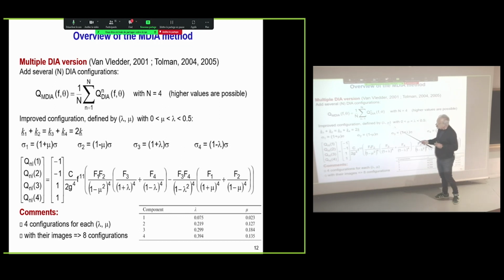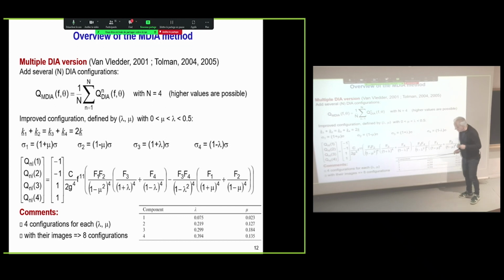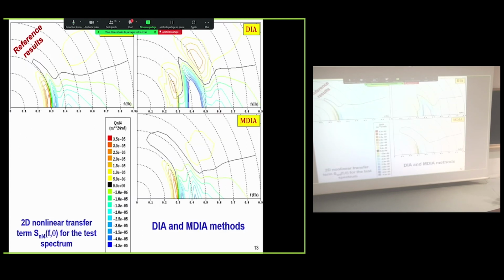And you have 2 parameters which are introduced, lambda and mu here, fulfilling this condition. And the interacting quadruplets are defined by these relationships. We end up with a similar expression for the transfer term of the 4 interacting wave components. And here I gave an example of the lambda and mu parameters associated with this proposition. So in this way, we have increased the number of configurations, which is still quite low, but we improve the estimation. So how does it look?